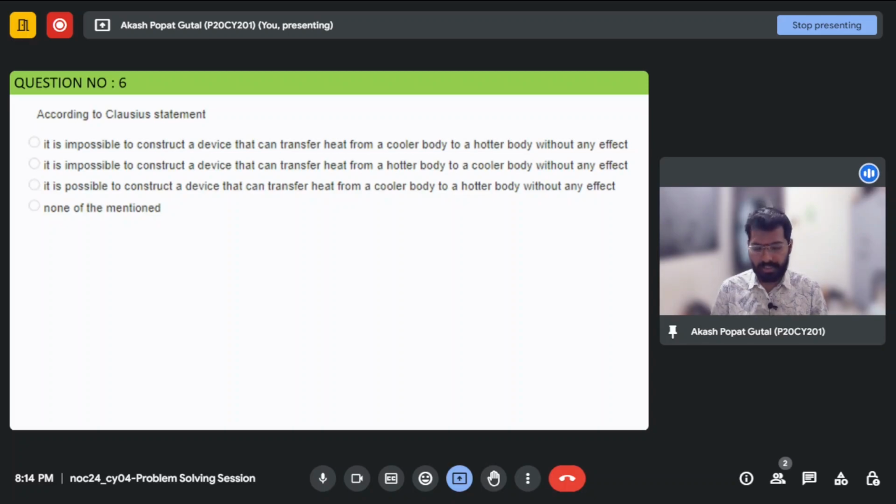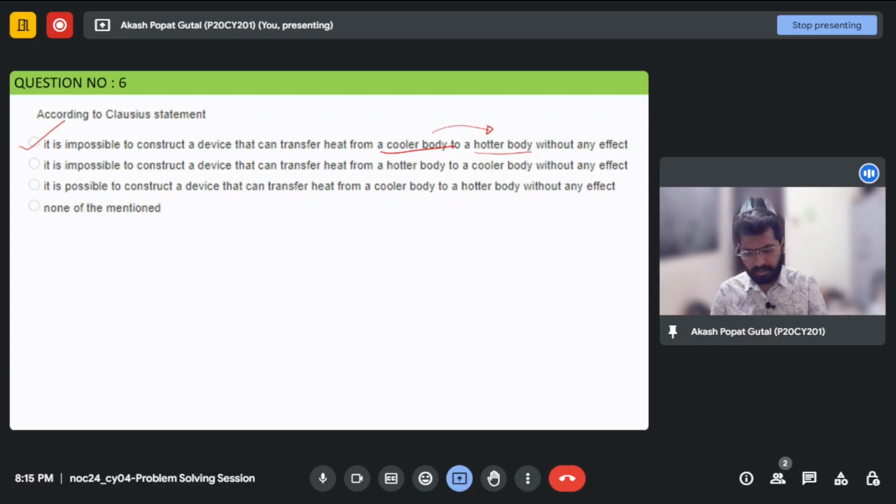So we will read the first statement. It is impossible to construct a device that can transfer heat from a cooler body to the hotter body without any effect. So from cool body to hot body, the heat never transfers. It only transfers spontaneously from hotter body to cooler body. So this is the correct statement.